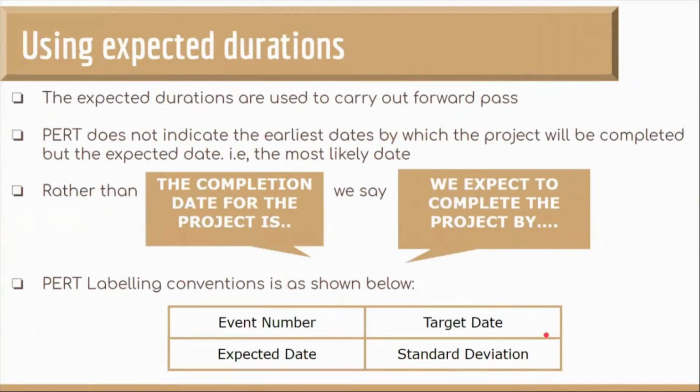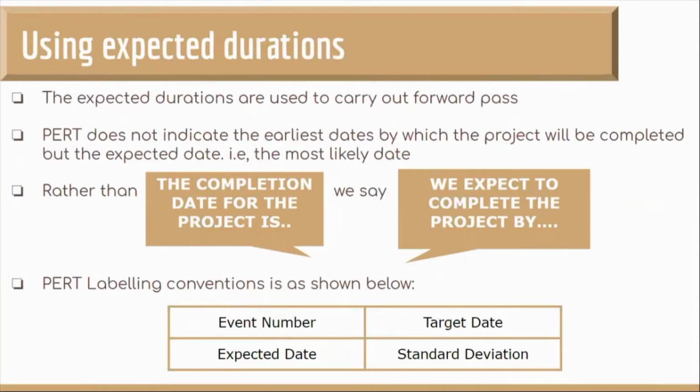The expected durations are used to carry out the forward pass. PERT does not indicate the earliest date by which the project will be completed, but the expected date, that is the most likely date. So rather than saying the completion date for the project is, we say we expect to complete the project by.